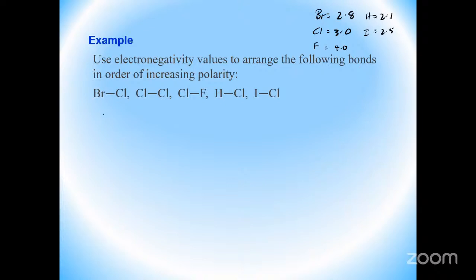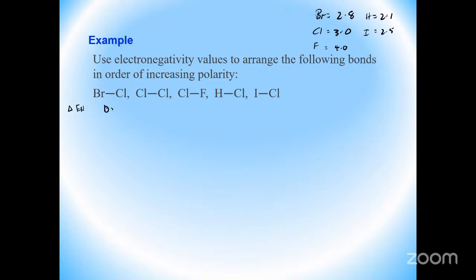Okay, so what we need to do is to order these in terms of increasing polarity, right? So again, from the lowest to the highest. So what we have to do is look at the differences in their electronegativity values, all right? So for bromine and chlorine, the difference is 2.8 minus 3, so that's, no, what do I say? It's 0.2, my bad. I'm just going to write down the differences here, the difference in electronegativity values.